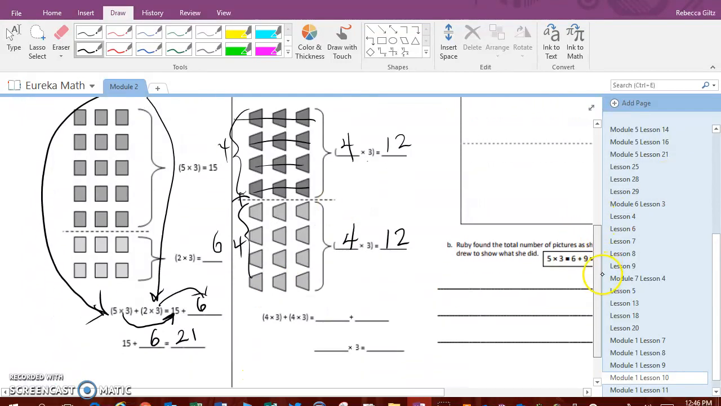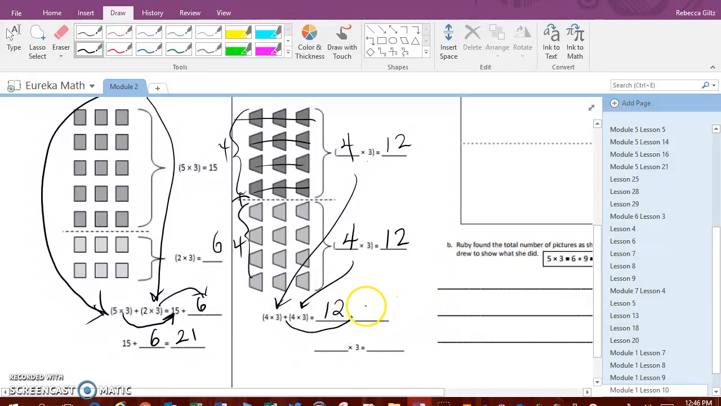All right, now they've taken this group of 4 times 3 and written it here, and this 4 times 3 goes here. Well, what is the answer to 4 times 3? 12 plus, that comes from here.